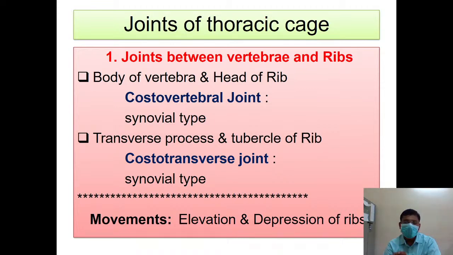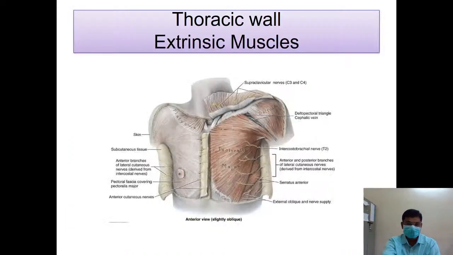One type of joint is the body of the vertebra with the head of the rib, called the costovertebral joint. The second is the transverse process of the thoracic vertebra with the tubercle of the rib, called the costotransverse joint. Both these joints are synovial type joints, and they are especially helpful in the movements of the thoracic cage, especially elevation and depression of the ribs.